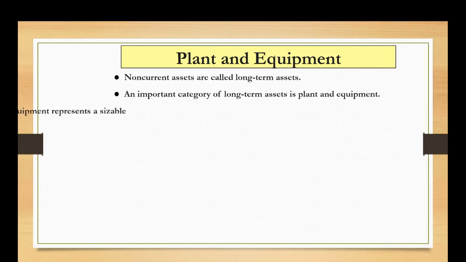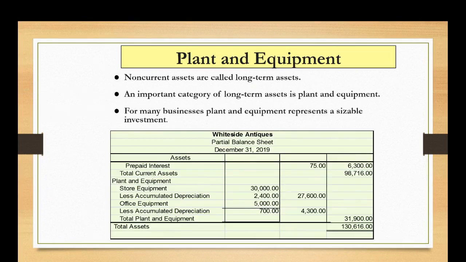Plant and equipment assets are non-current assets, and when those exist, you need to show 3 things. You need to show the store equipment, less the depreciation, gives you what's called the net book value for that asset. Make sure you do that for each one.